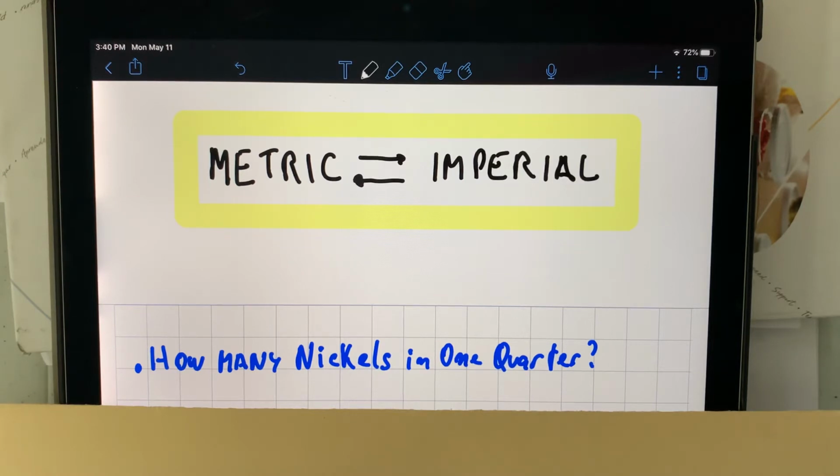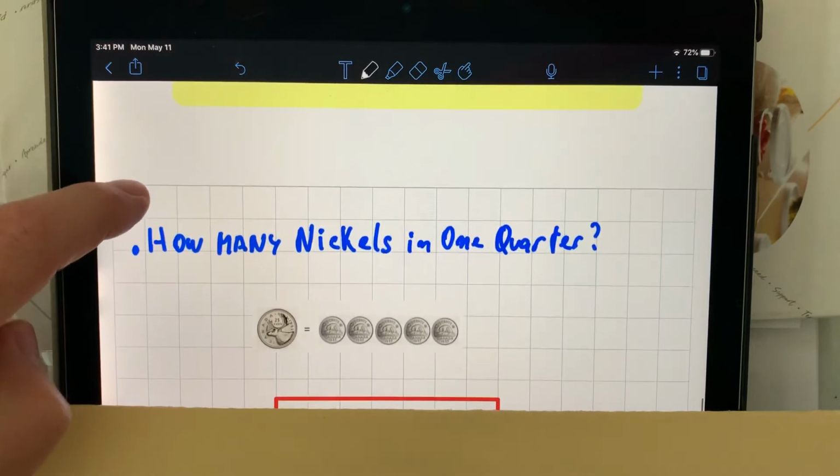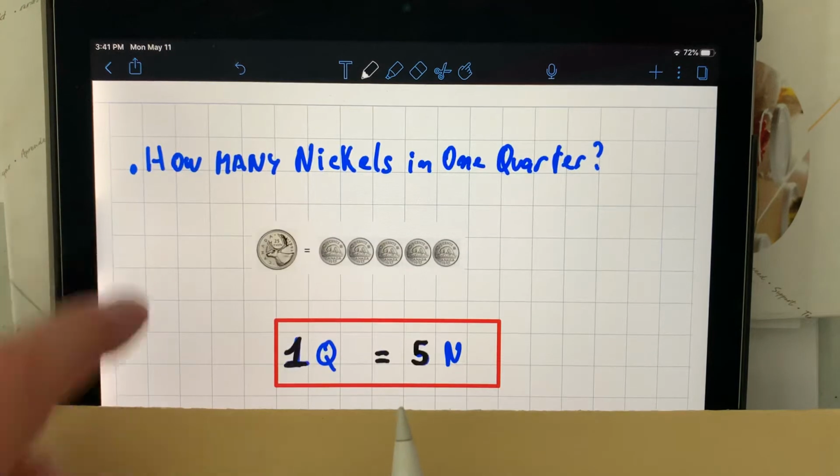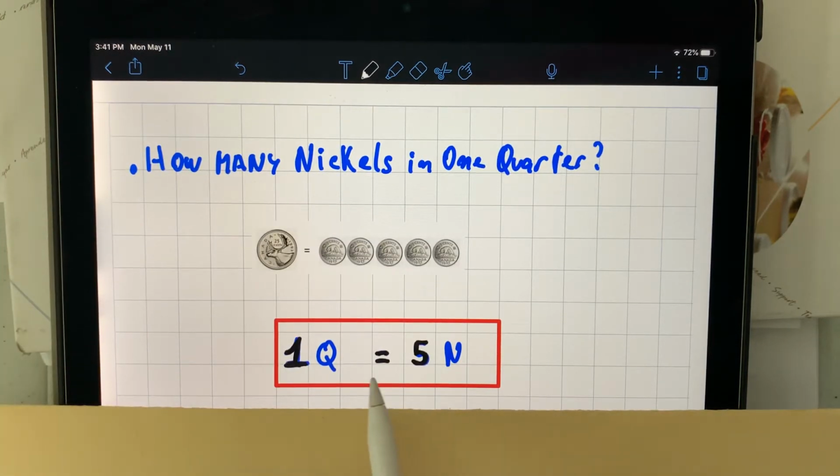How many nickels in 1/4? Answer, please. There are 5 nickels in 1/4. 5, 10, 15, 20, 25. 25 cents is equal to 25 cents from the quarter. So we could set up an equation that will look like this. 1Q is equal to 5N.